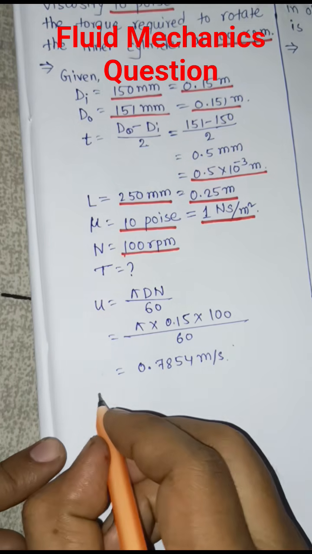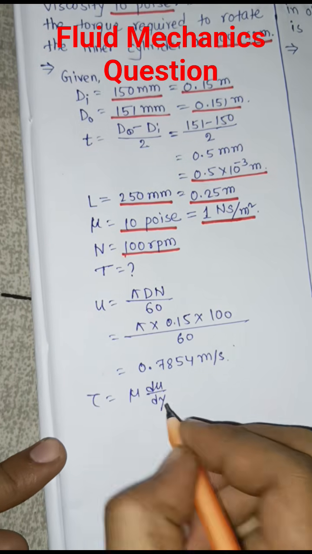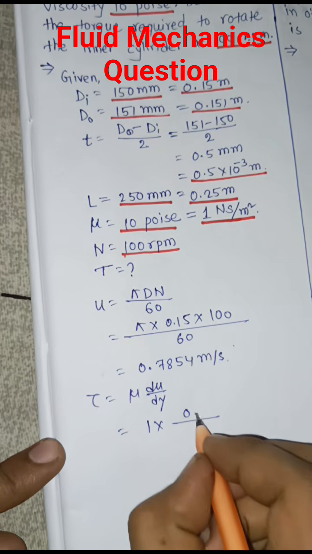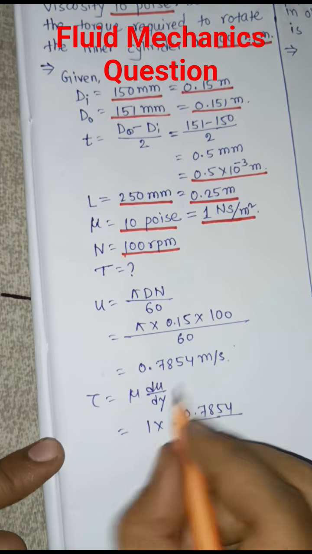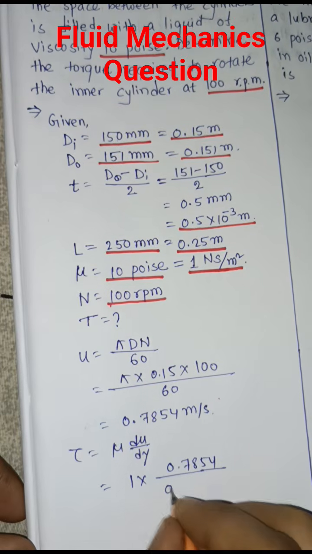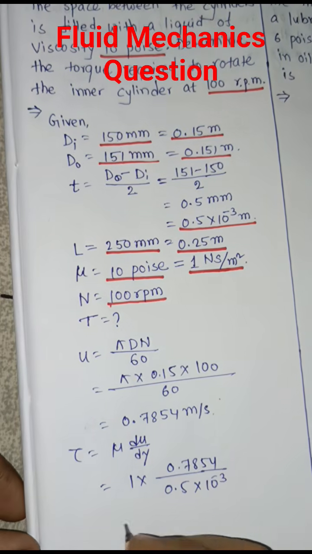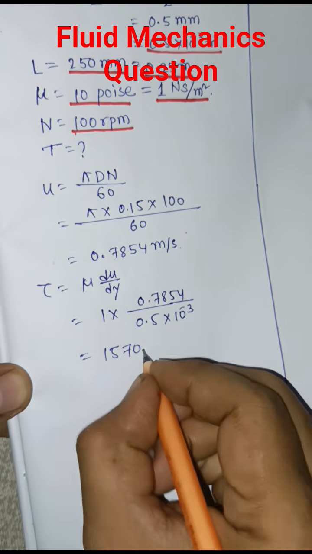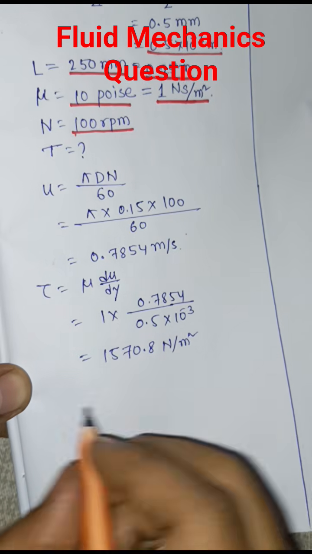Now if you want to calculate the shear stress tau, that is equal to mu into du by dy. What is the value of mu? Mu is equal to 1. And what is the value of du? That is 0.7854. And what is the value of dy? dy means the thickness, that is 0.5 into 10 to the power minus 3. So from here you get the answer, 1570.8 Newton per meter square. This will be the shear stress value.